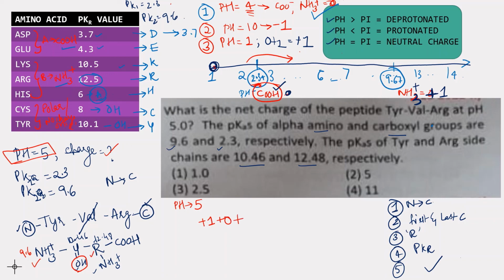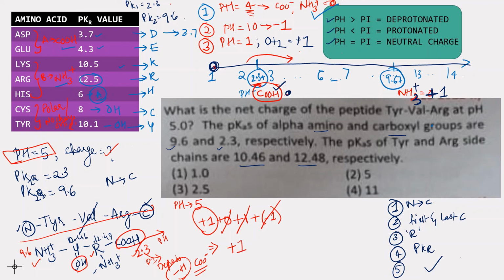Now if you look at arginine, it is 12.48. This is also greater than 5. That means this is also in the protonated form. This is also +1. And then we have the carboxylic acid. Its pK value is 2.3. As 5 is greater than 2.3, it has already surpassed the pK value. That means it has turned into the deprotonated form, it has lost the hydrogen. So it will become COO minus, which gives one negative charge. So what is the total charge? -1 plus 1 cancels out, then the other +1 remains. Therefore, the net charge on this particular sequence is +1. This is the answer.